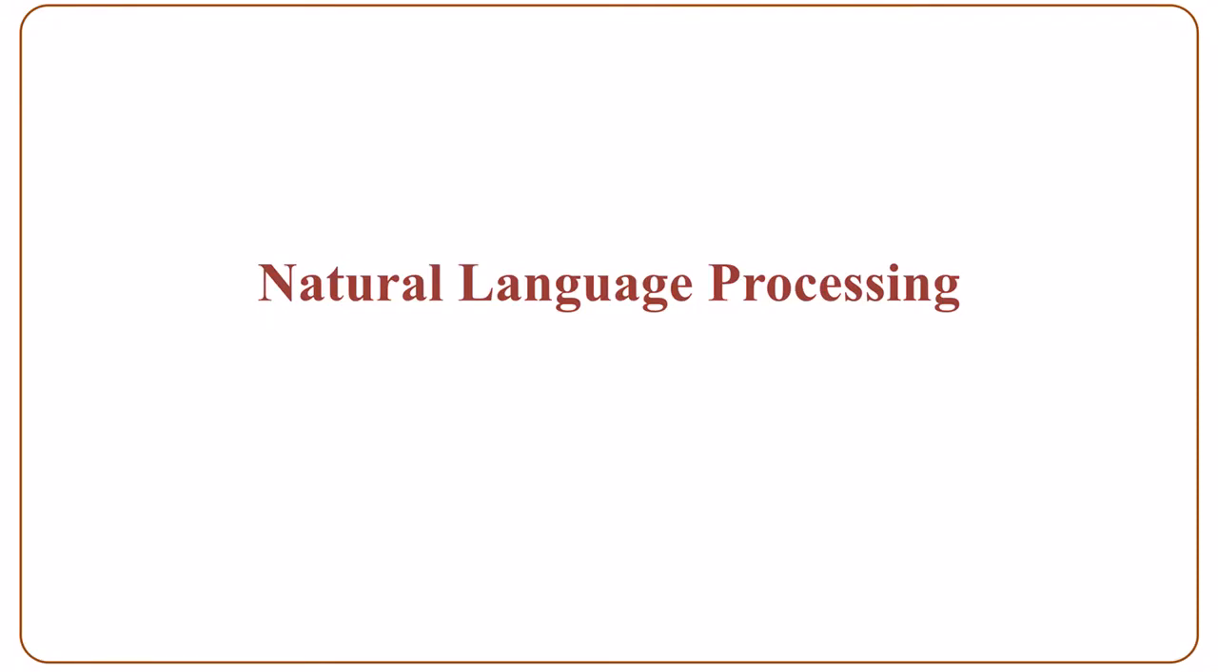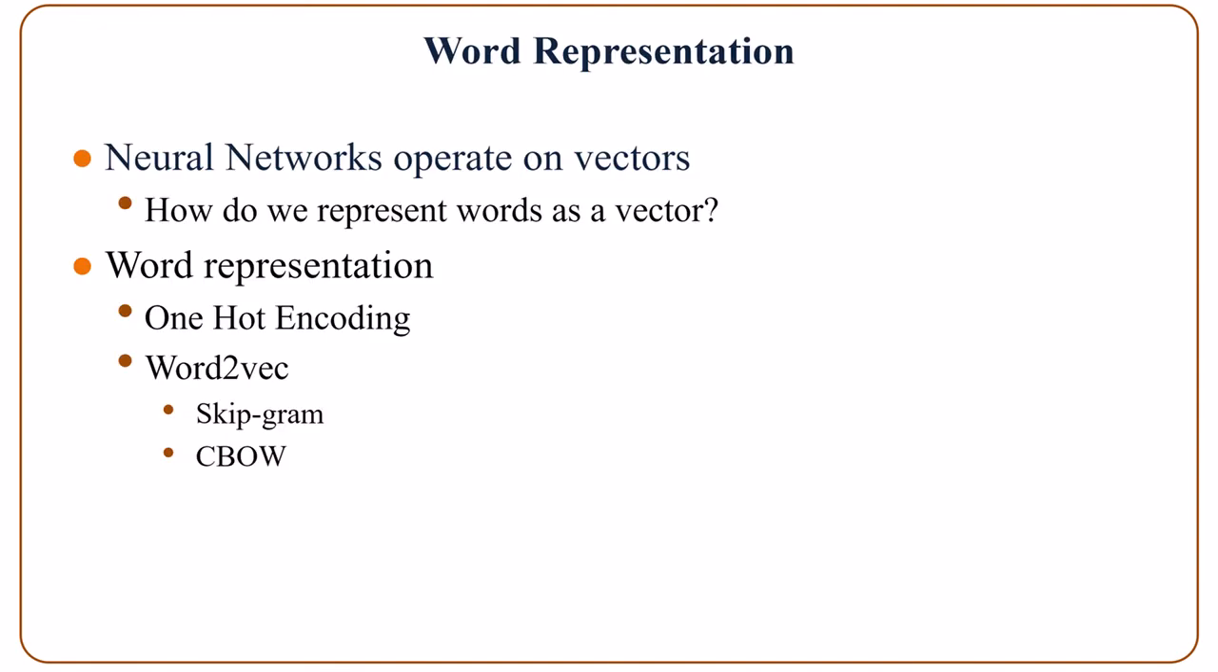In this lecture, we talk about natural language processing, specifically using recurrent neural networks. How do we process and analyze large amounts of natural language data? As we know, neural networks operate on vectors. So in order to process language data, the question is how do we represent words as vectors?